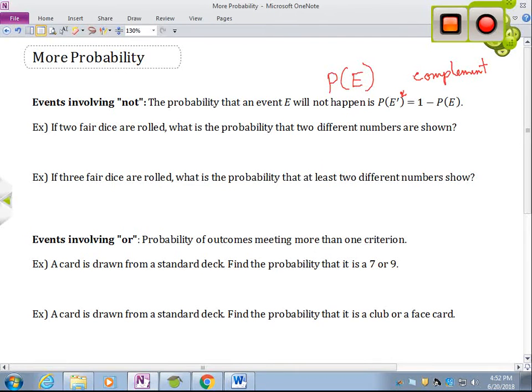Because the probability that something will happen and the probability that it won't happen have to add up to 1, the probability that something won't happen is going to be 1 minus the probability that it will happen. Now, as far as which of those we want to find, it just depends on the problem. One might be more convenient than the other, and maybe they're equally convenient. So really it just depends on the problem.